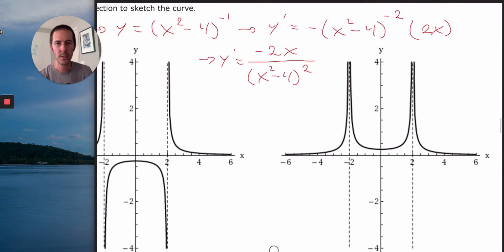How do you make a fraction equal to 0? You make the numerator equal to 0. What x value would cause this numerator to equal 0? Definitely an x value of 0. So y prime equals 0 when x equals 0. That's either going to be a maximum or a minimum.